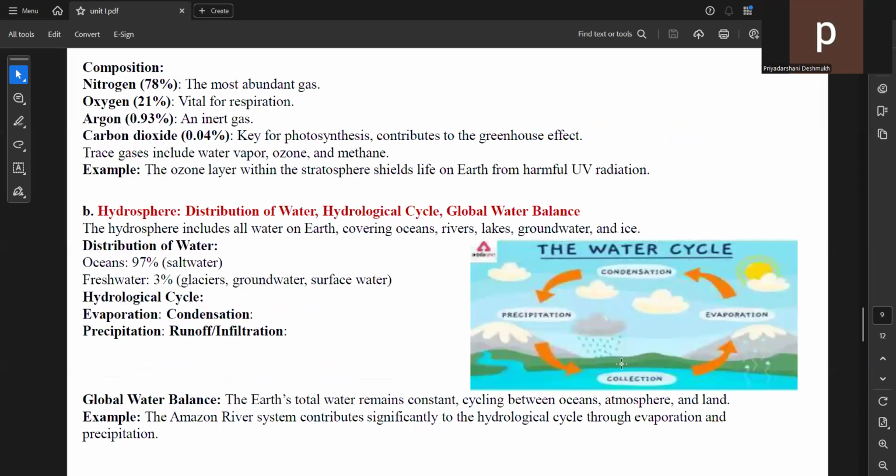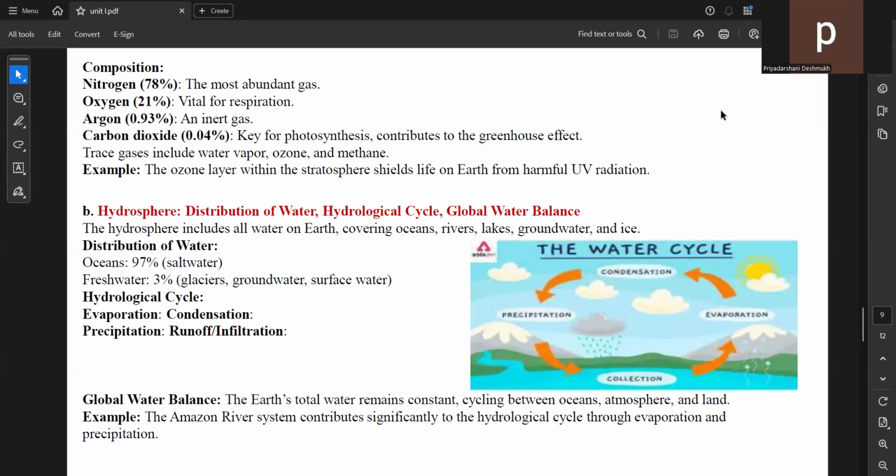Now, the next thing we are going to study is the composition of the atmosphere. The composition mainly contains nitrogen, oxygen, argon, and carbon dioxide. Nitrogen is 78%, oxygen is 21%, argon 0.93%, which is an inert gas, and carbon dioxide is 0.04%. It is the key for photosynthesis and also contributes to the greenhouse effect. And there are traces of gases, which include water vapor, ozone, and methane. For example, the ozone layer within the stratosphere shields our Earth from harmful UV radiation.